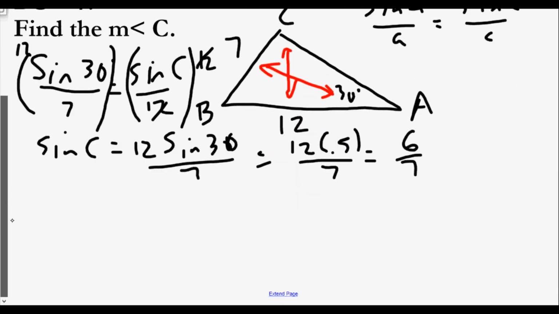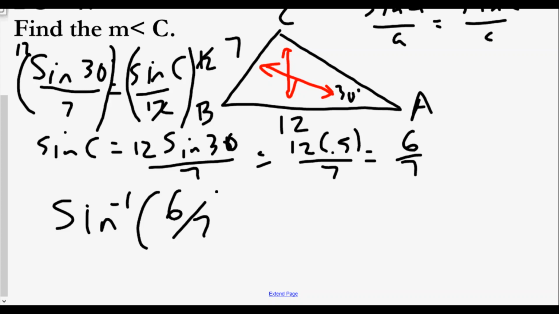Okay, so to find the angle measure, we're going to use the arc sine, or in this case, the inverse sine. The inverse function, we remember from Algebra 1, is the function that kind of goes backwards. For example, when we plug in x to get y, the inverse would be plugging in y to get x. So normally we plug in the angle to get the ratio. Here we're plugging in the ratio to get the angle. And so we type in sine inverse, arc sine, of 6 divided by 7.